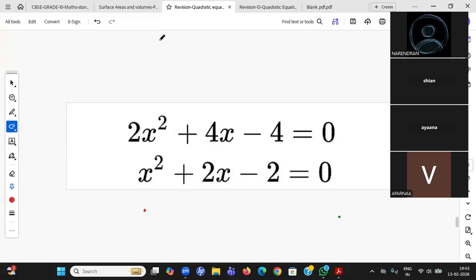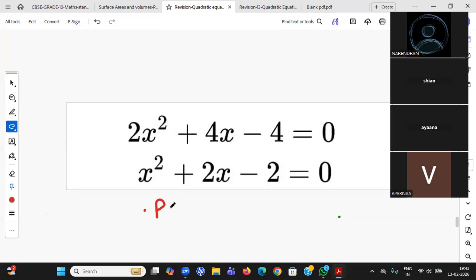Harshini, how did you do? Quadratic formula method or middle term splitting? The quadratic formula. Can't we do it by middle term splitting? So we are getting roots, right? So that's why I took the quadratic formula. Okay.